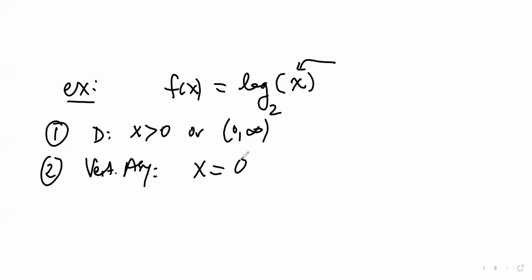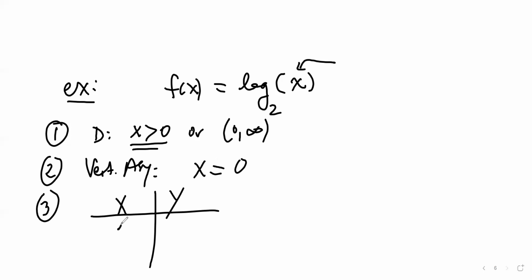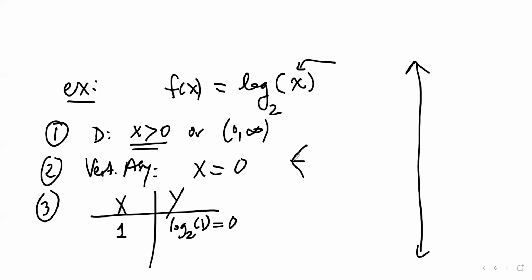And then I may just include a table. So my table is going to look like this, with x and y, but my x values are strictly bigger than 0, so I can start with 1. If I plug in 1, then it's log base 2 of 1. If the input is 1, we always get 0. So at the same time I can plot my points. The domain is bigger than 0, and the vertical asymptote is x equals 0. Then I have the point (1, 0), which is this point right here.